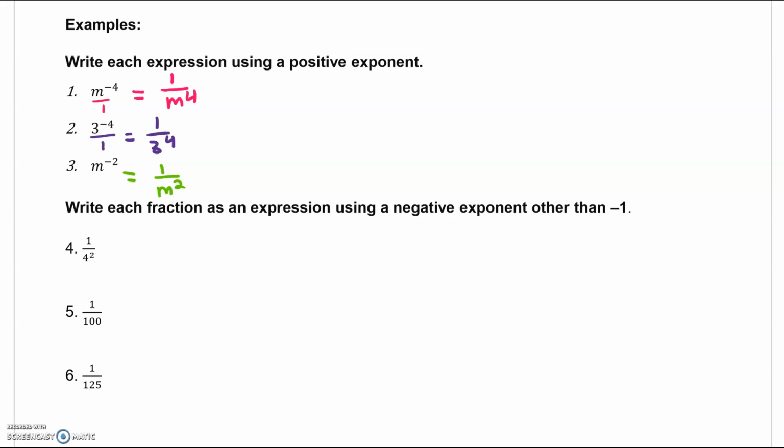Now, if we're going the opposite way, the same idea applies. For example, if we had 1 over m to the negative 2, that would become m squared. If we had 1 over x to the negative 5, it would become x to the 5th. It doesn't matter which way it happens, from the top to the bottom or the bottom to the top, your exponent is going to become positive.